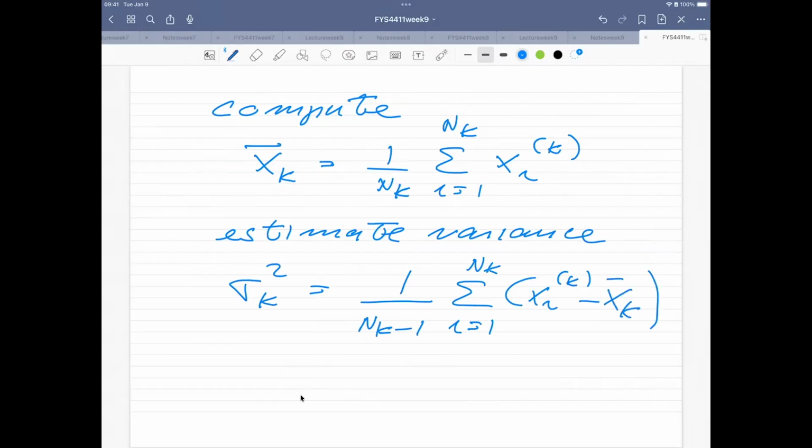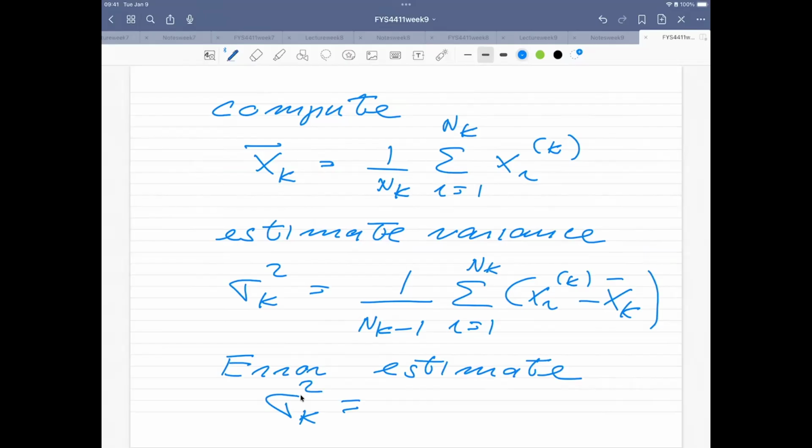So that means that the error estimate which you make for that estimate, and after the break we are going to show that this is the case, is going to be given by sigma_k squared, which is then going to be the final error estimate.